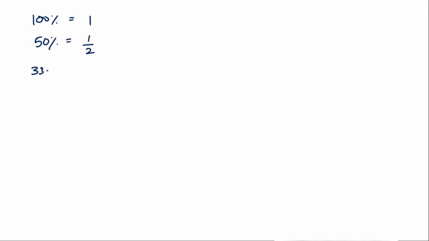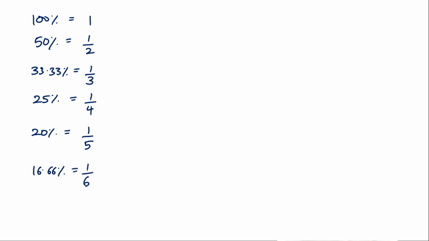Then let's say 33.33% is equal to what? 1 by 3. Then we have 25%, which is equal to what? 1 by 4. We have 20%, which equals 1 by 5. Then 16.66%, 1 by 6. Then we have 14.2857%, which is 1 by 7. We have 12.5%, which is equal to 1 by 8.